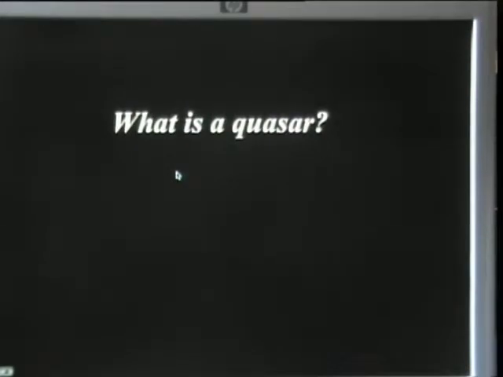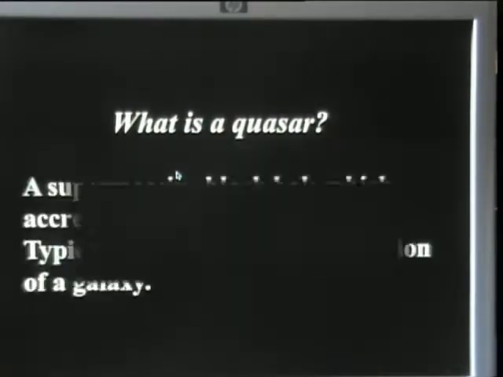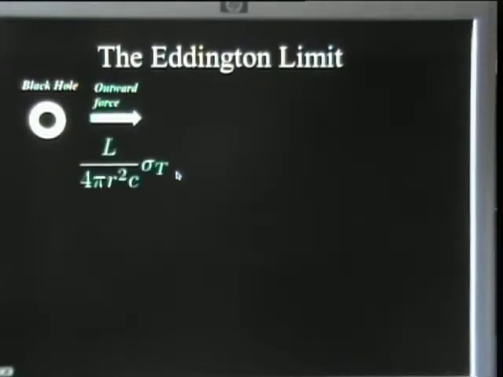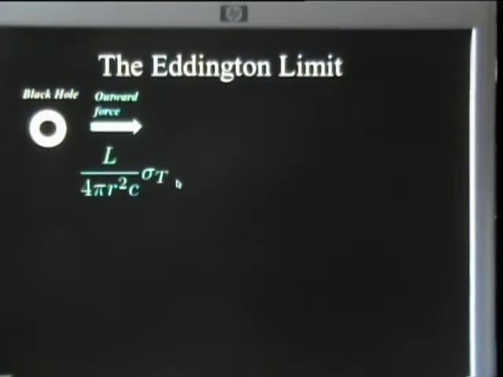Before I get to that question, let me explain what a quasar is. A quasar is a supermassive black hole accreting gas and shining brightly, and is typically found at the central region of a galaxy. And in the context of a black hole, there is a limiting luminosity, as I mentioned, that is related to the fact that when radiation is produced close to a black hole, there is a force pushing the gas out. And this force is given by the luminosity.